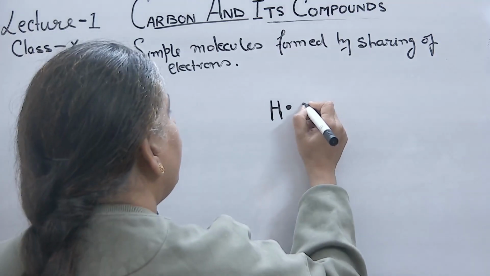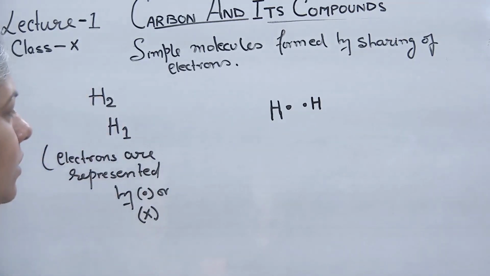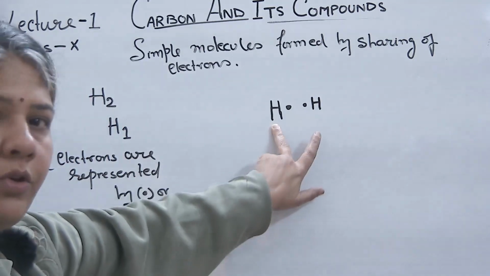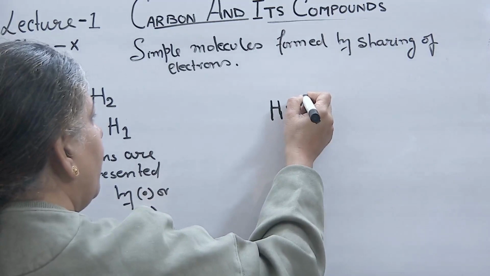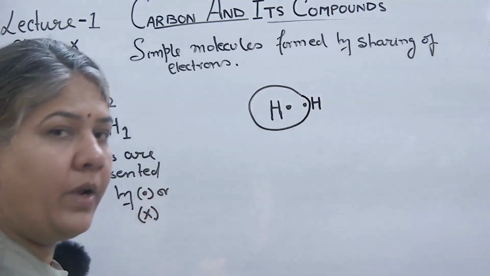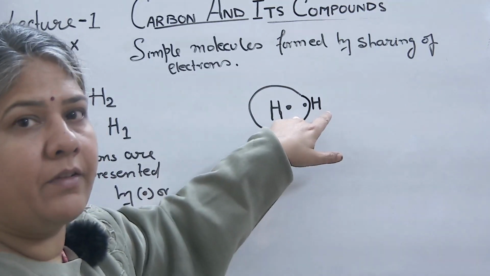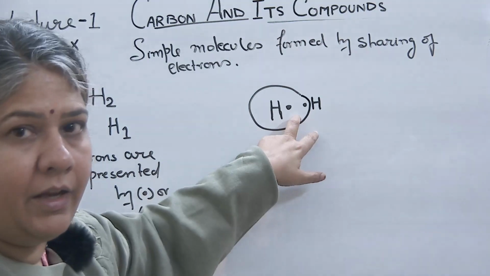Another atom will also have one electron. So, this hydrogen will share the electron of the other atom. Now it has 2 electrons, so it has attained its nearest noble gas configuration, resembling helium.